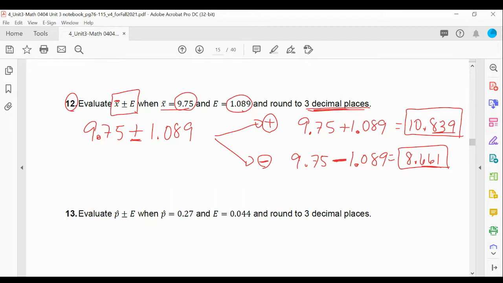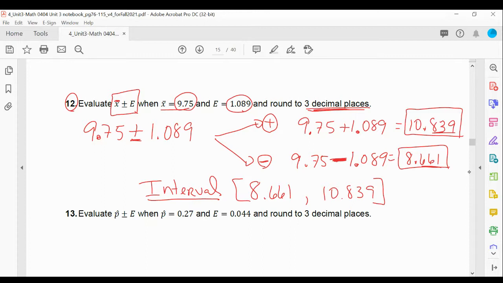So they sometimes might say evaluate this and give us the interval. So in case they ask for the interval, because you might see that in a separate location, the interval is from the smallest value. Here the smallest value is the one when you subtract. So that's 8.661 comma all the way to 10.839.